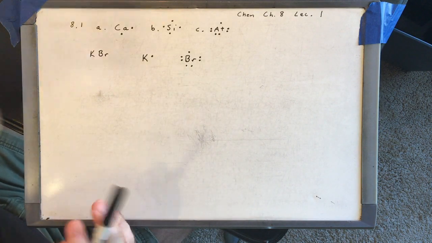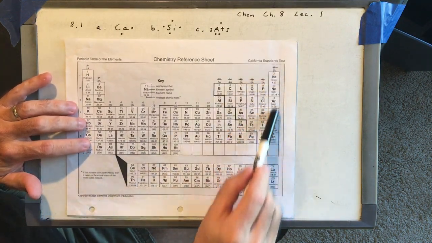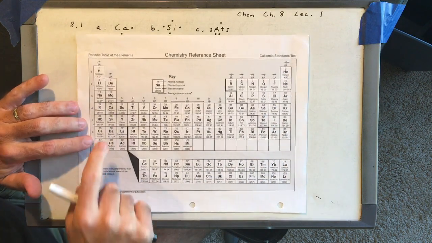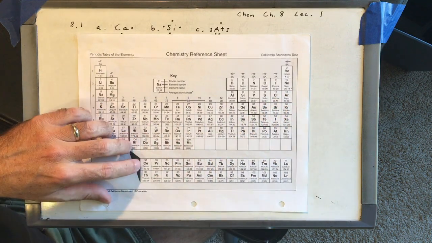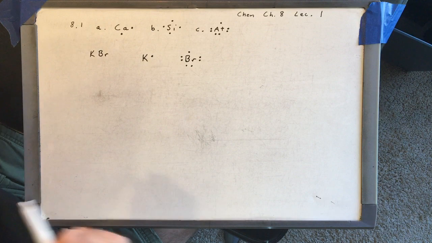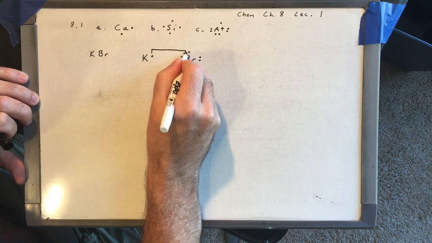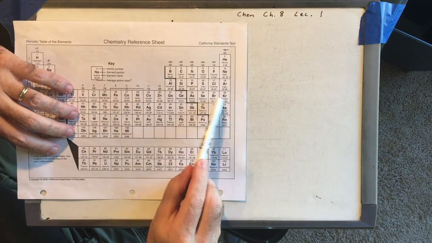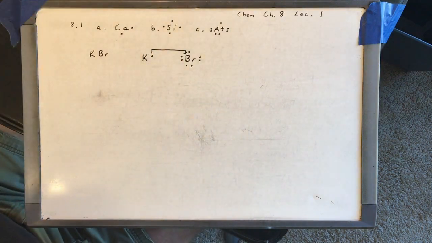Everything on the periodic table wants to be like a noble gas because they have a full outer shell. That's the most stable. Potassium's right over here. If it loses the 1 electron it has in its outer shell, it'll be like argon, and it'll be more stable. So metals, potassium, want to lose that electron. Bromine, here in column 7, wants to be like krypton. It needs to gain an electron to be like krypton, and then it's in its most stable place.